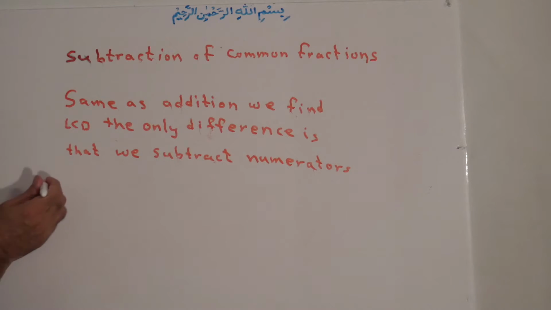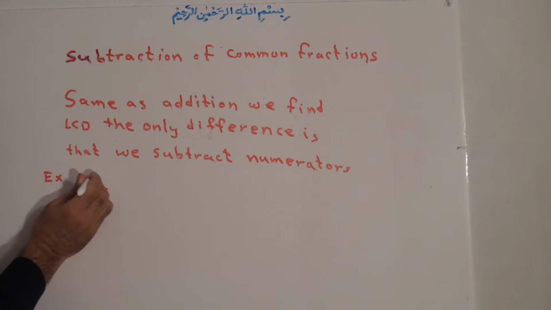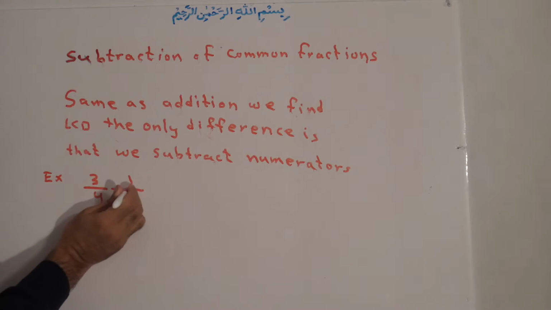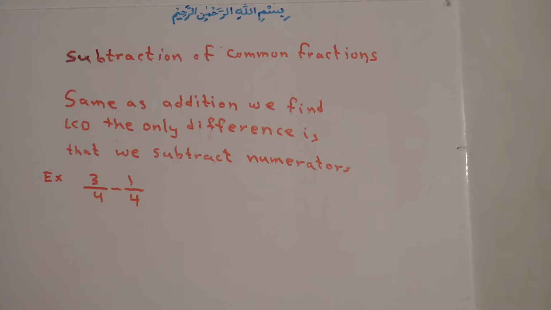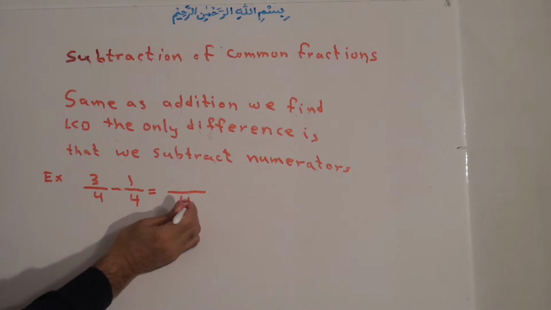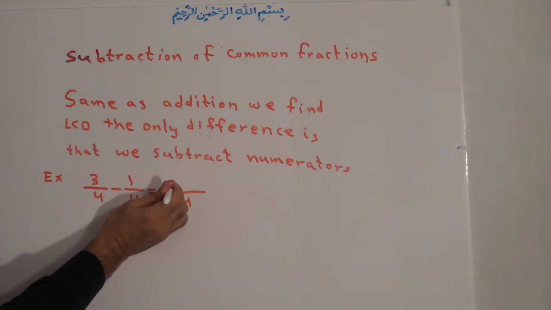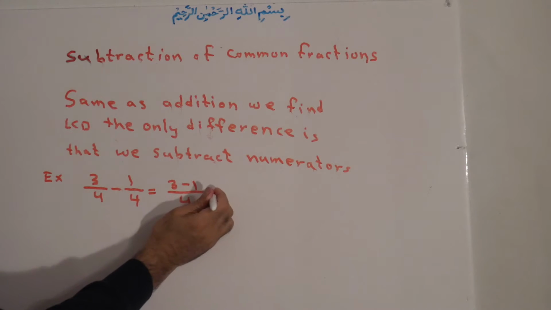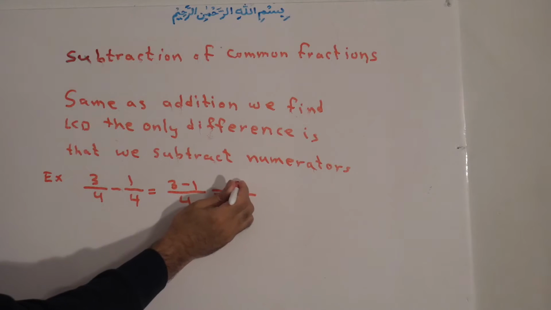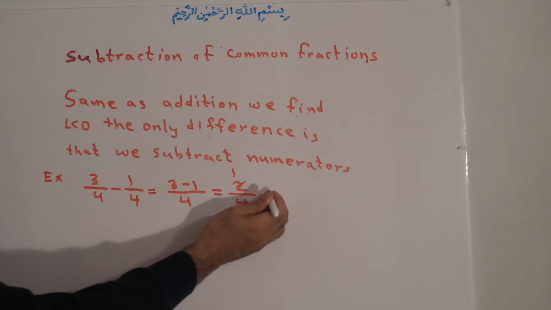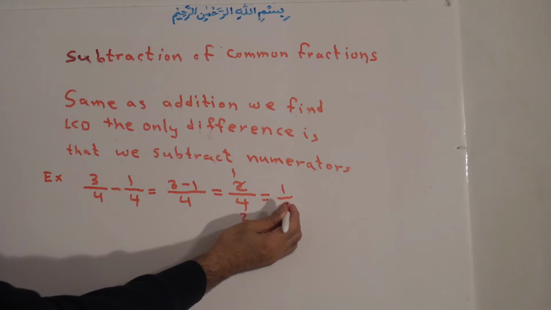For example, if you have 3/4 minus 1 over 4. We know that both denominators are the same, so the common denominator is 4. 4 divided by 4 is 1, 1 times 3 is 3. Minus 4 divided by 4 is 1, 1 times 1 is 1. 3 minus 1 is equal to 2 over 4. Now we can reduce this one. 2 divided by 2 is 1, 4 divided by 2 is 2. It is equal to 1 over 2.